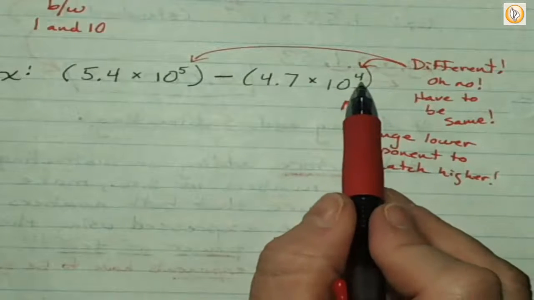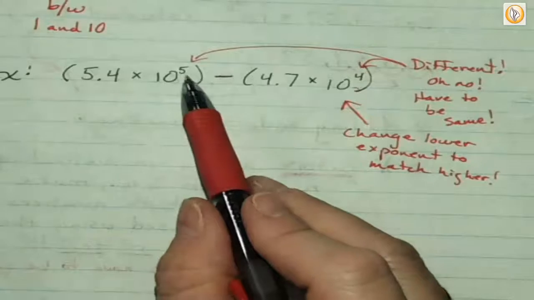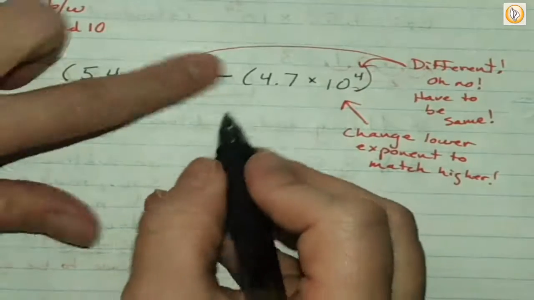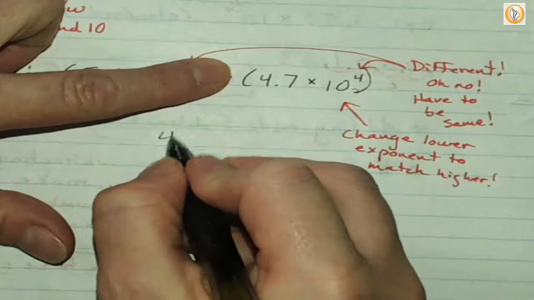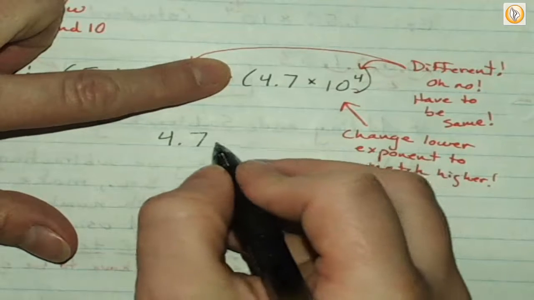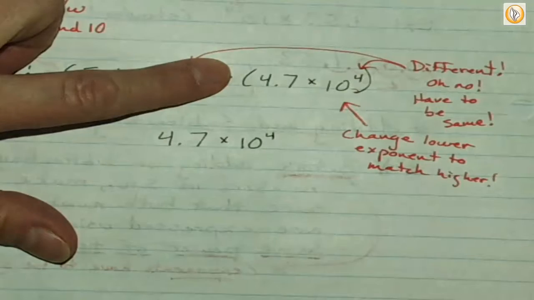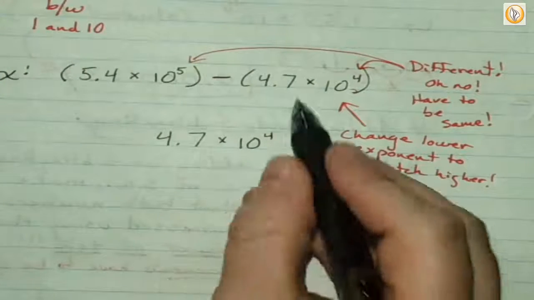Emily, what are we changing this 4 to? There you go. So let's work on that. I'm going to write 4.7 times 10 to the 4th power, because I'm just rewriting it to fix it.